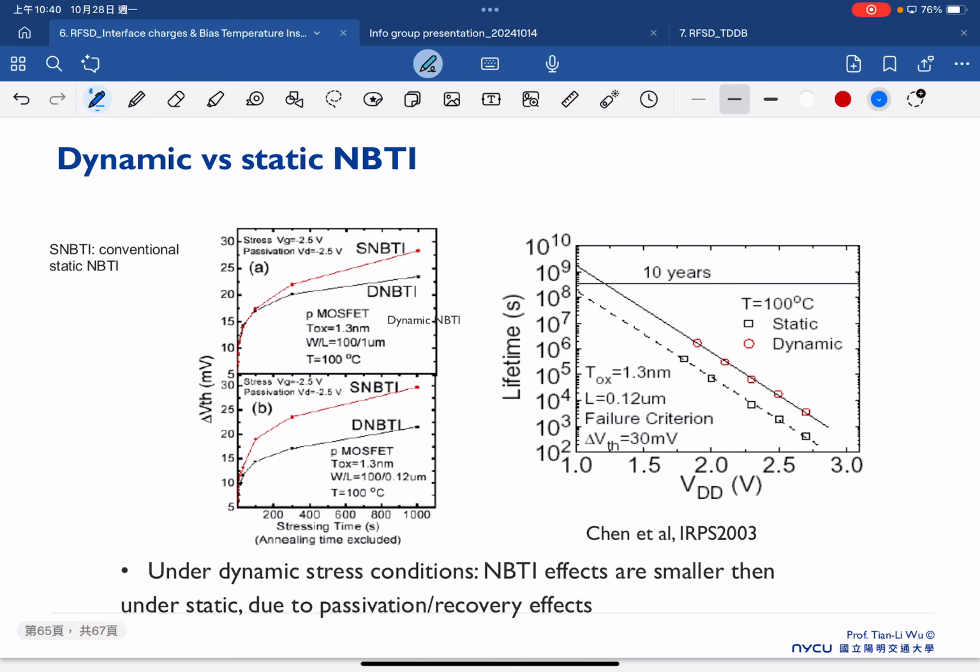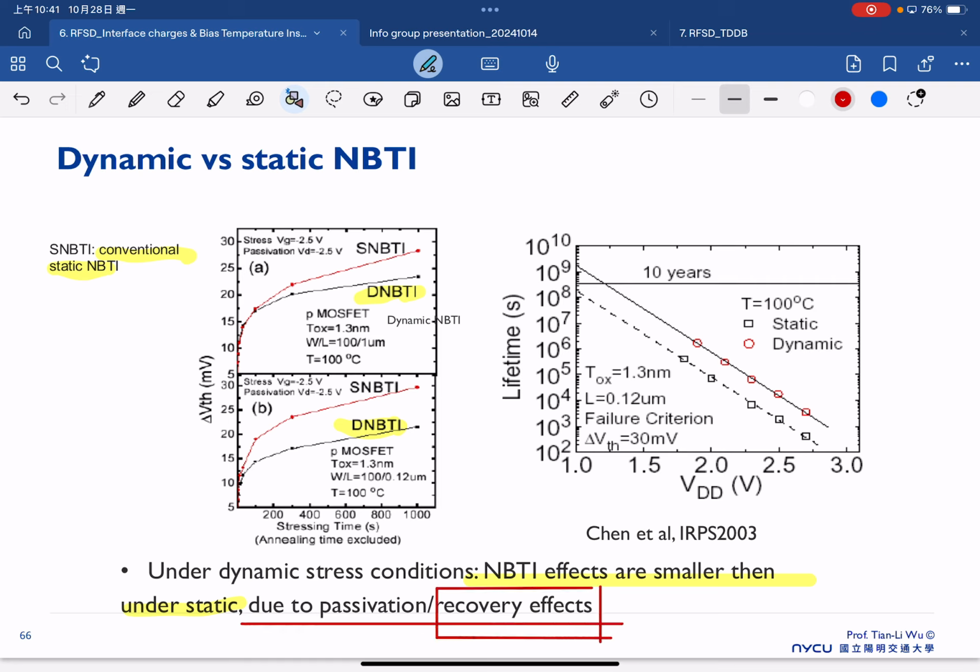If you look at this, it is real data from the literature. Because of the dynamic operation, we also have to take the recovery effect into account. That means our dynamic BTI always shows a smaller shift compared to the original, conventional static MBTI. So under dynamic stress conditions, the MBTI is smaller than the static, because of the recovery effect.